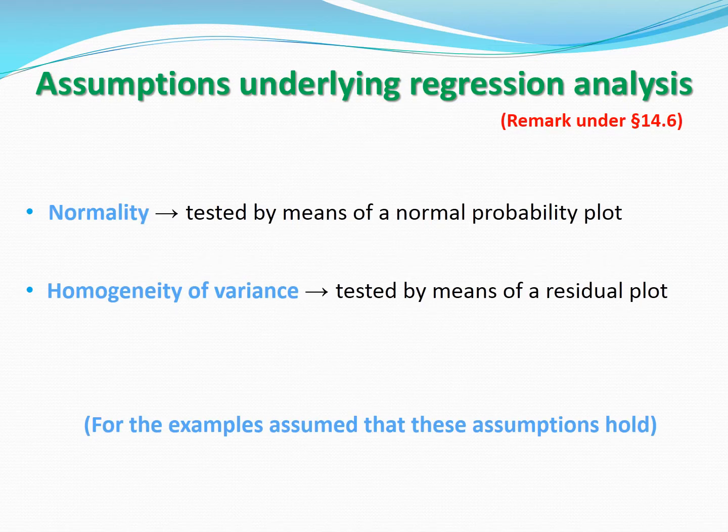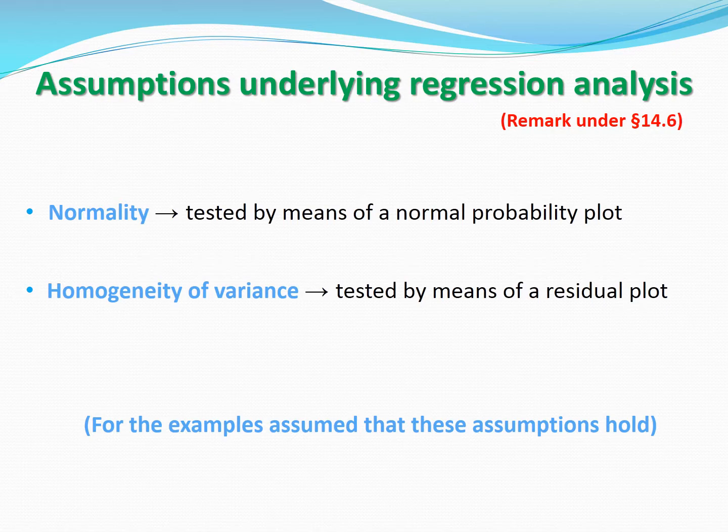In the last section, we look at the assumptions underlying regression analysis. It's important that we test whether the assumptions are met, because if they are not met, then we can't draw reliable inferences about the population from the sample data. So the predictions of the regression model might be wrong. So there's two assumptions, normality and homogeneity of variances.